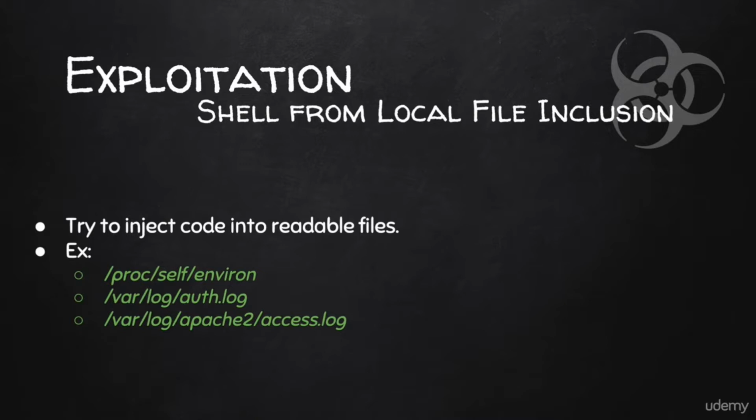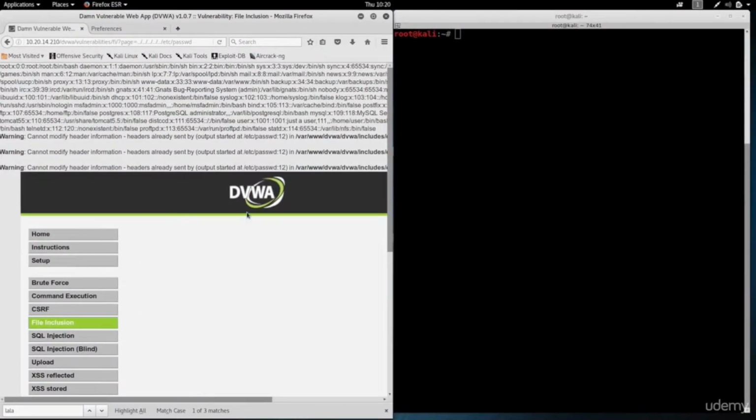For example, if the log files that you're reading or interacting with are mail log files, then maybe you can send an email with a code and then it'll show up in the log file. In our example, we're going to be using the var log auth.log, and this file contains all the login attempts to the target server. So let's do it and you'll have a better understanding.